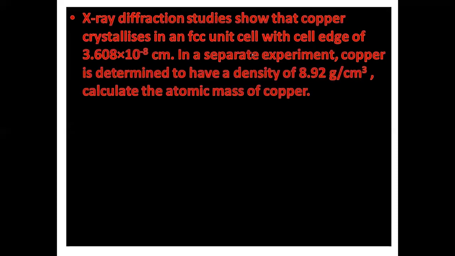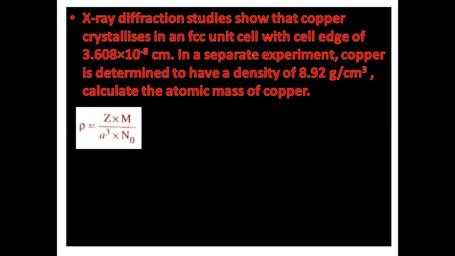Next numerical is X-ray diffraction studies show that copper crystallizes in an FCC unit cell. FCC means Z is equal to 4, with edge length 3.608 into 10 raised to power minus 8 centimeter. In a separate experiment, copper is determined to have density 8.92 gram per centimeter cube. Calculate atomic mass of copper. Now in this numerical, density is given, edge length is given, and FCC means Z is equal to 4 is given, and we have to calculate atomic mass of copper.